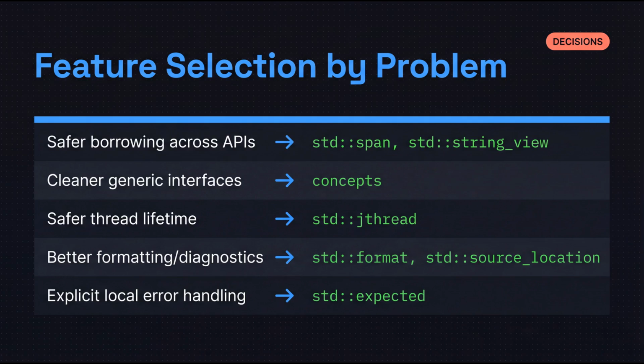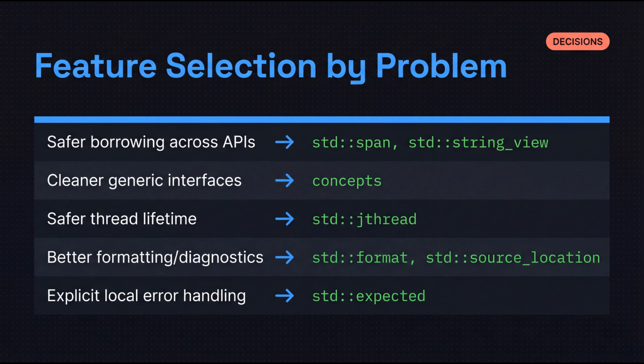Match the feature to the problem. If you need safer borrowing across APIs, functions that observe data without owning it, use span and string view. If you need cleaner generic interfaces with explicit constraints, use concepts. If you need safer thread lifetime with automatic cleanup, use jthread. If you need better formatting and diagnostics, use std format and source location. If you need explicit local error handling where callers branch on success or failure, use expected.